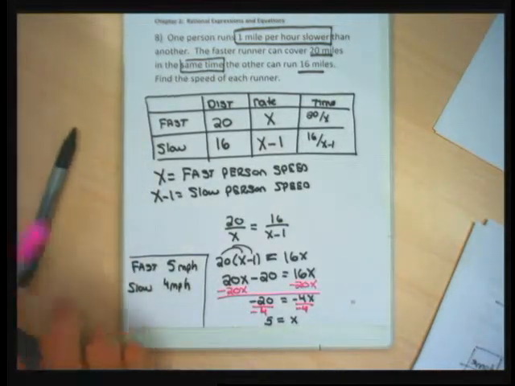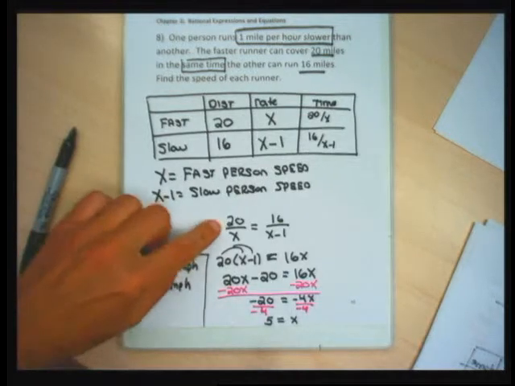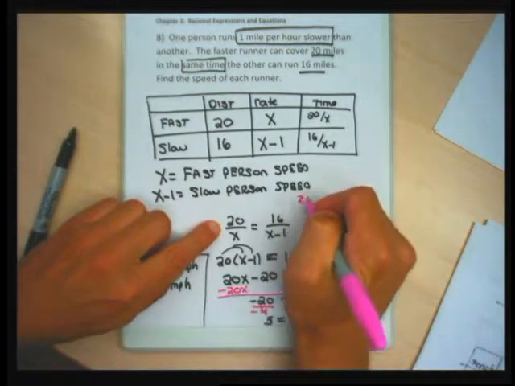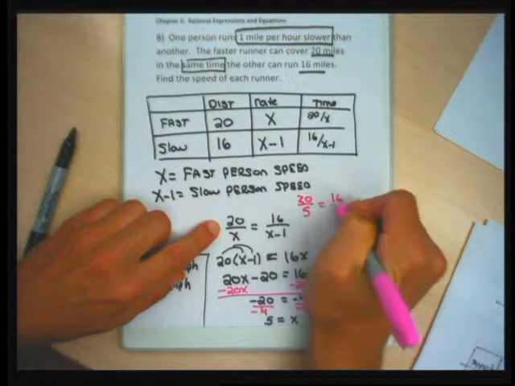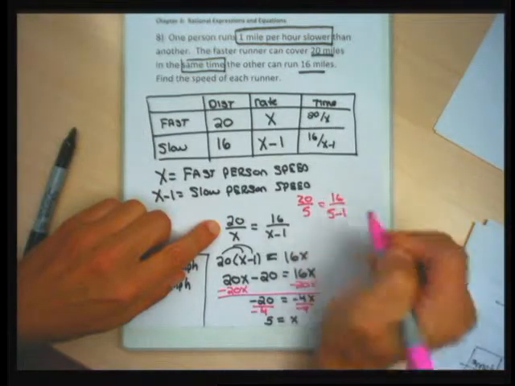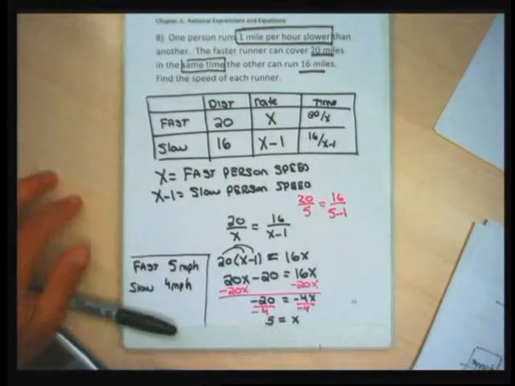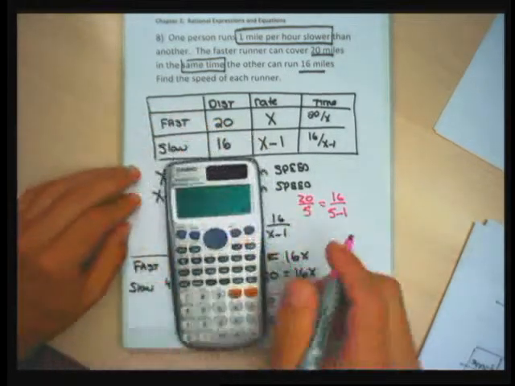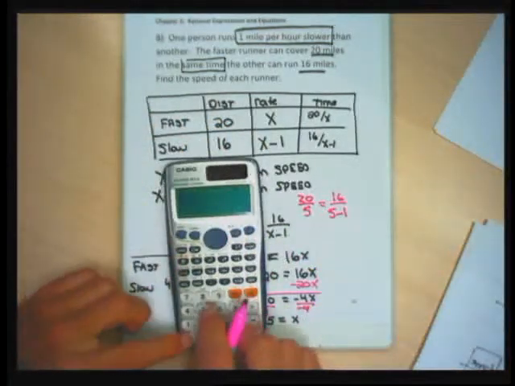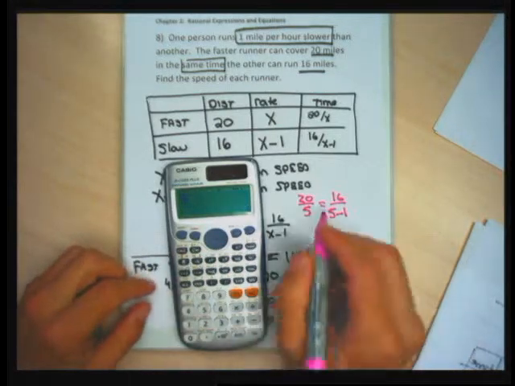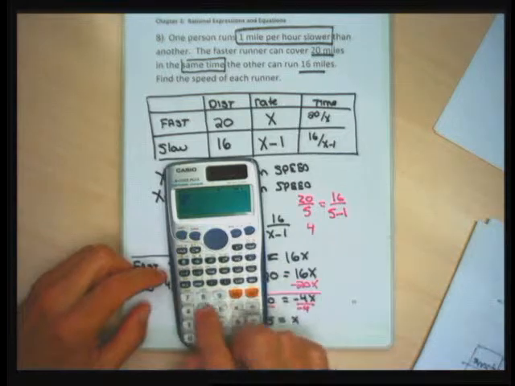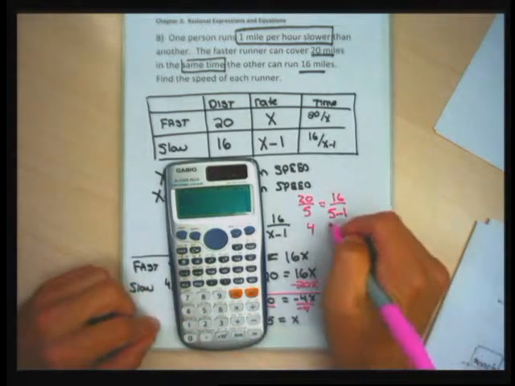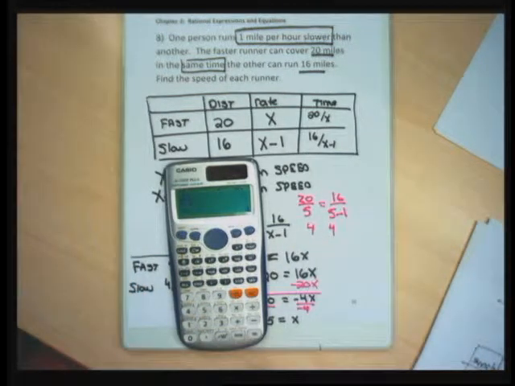I'm done, but I'm going to check. I'm going to figure out the times by plugging in 5 for the x's. So the left side, it's kind of insulting to do with a calculator, but I'll do it anyways. 20 over 5 gives me 4 hours, and 16 over 5 minus 1 gives me 4 hours. So both runners went for 4 hours.